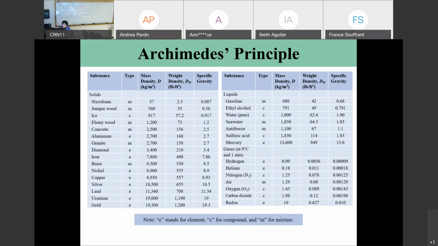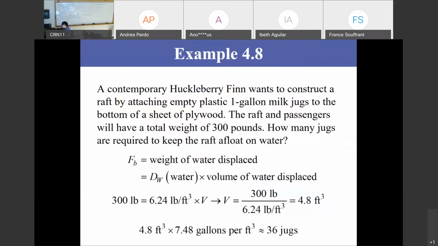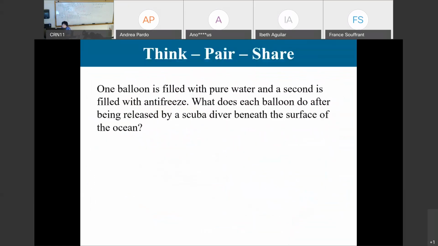What about the antifreeze? There it is. The antifreeze has a density of 1100. So the weight of the antifreeze inside the bubble, because of the density of the antifreeze, will be more than the buoyancy. So it will sink. Okay, that's how you answer these questions. The water will rise and the one with the antifreeze will sink. Make sense?